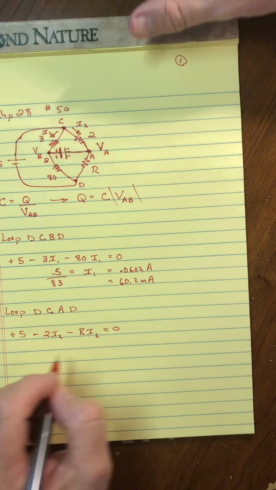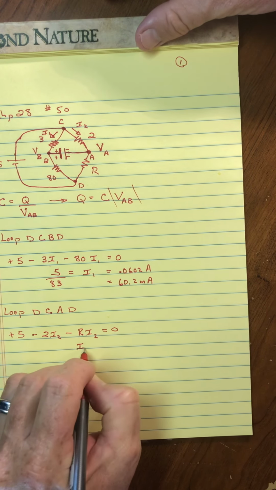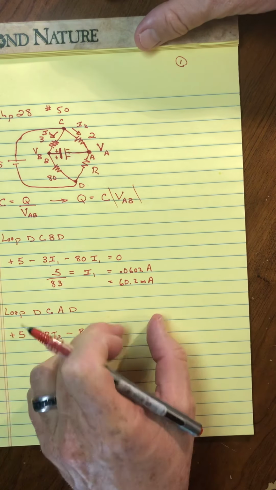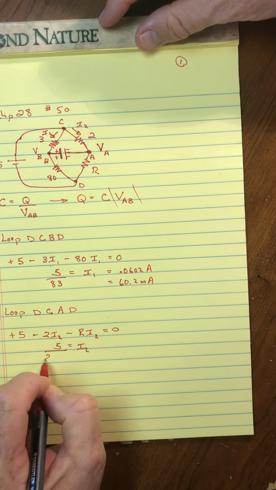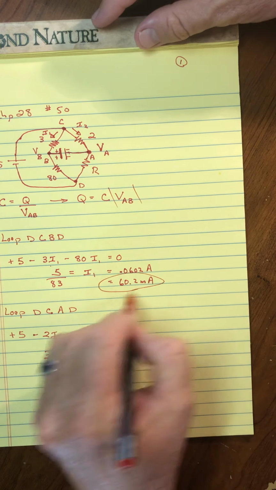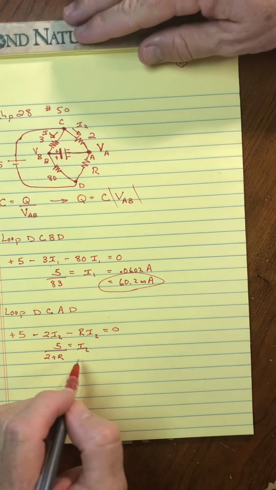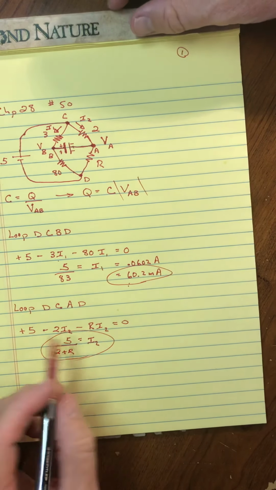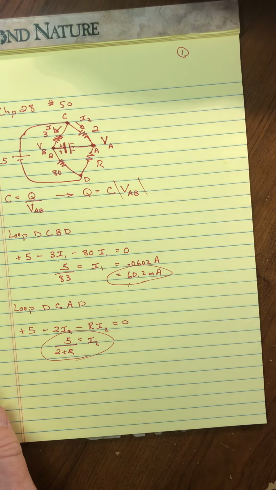And so coming up with the same logic here, current number 2, if we group these together and move them over and then divide, would be 5 over 2 plus R. And so there's the current in the two sides, the left-hand side and the right-hand side. And of course, it depends upon that value of R.